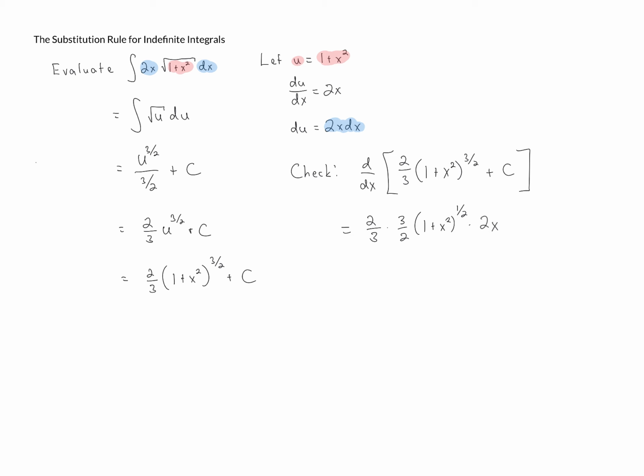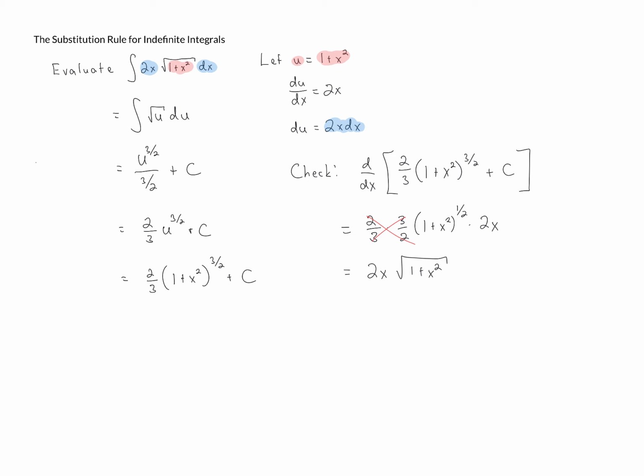We see that the 2/3 and the 3/2 end up canceling. And so in the end, we put that 2x out front, and we know that raising something to the 1/2 power is the same as taking the square root. So we have 2x times the square root of 1 plus x squared, and that is exactly what we had in our integrand with the dx. So we know that we integrated correctly, because when we differentiate the result, we get that integral back out.